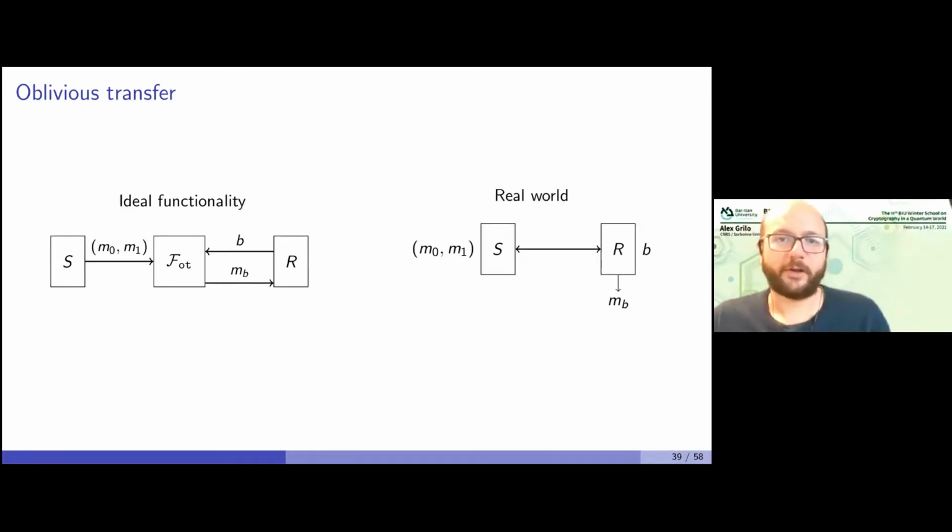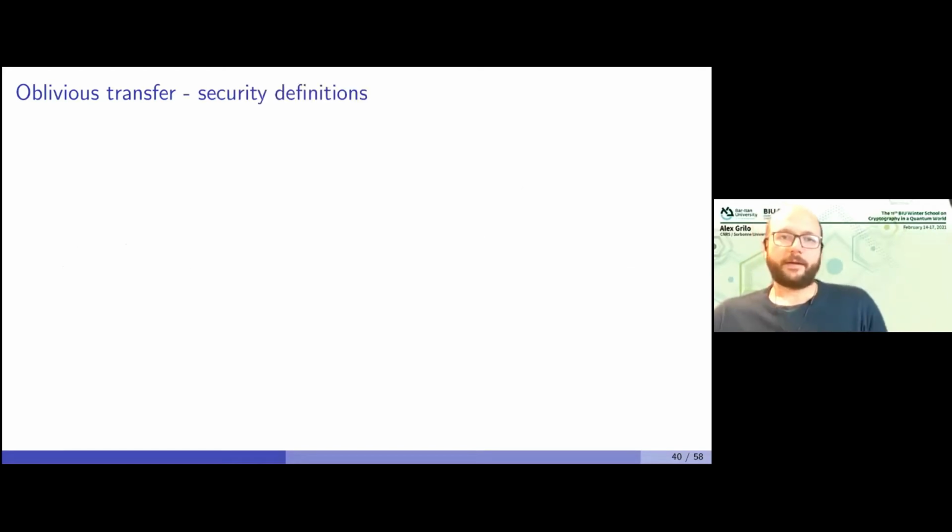But of course, we don't live in the ideal world. We need to propose protocols that implement this ideal functionality. And here, as we need it later to build multi-party computation from oblivious transfer, we need a strong notion of security for these oblivious transfer protocols. This is the same sort of simulation security that I was discussing for multi-party or 2-party computation.